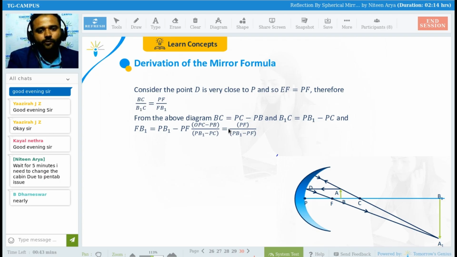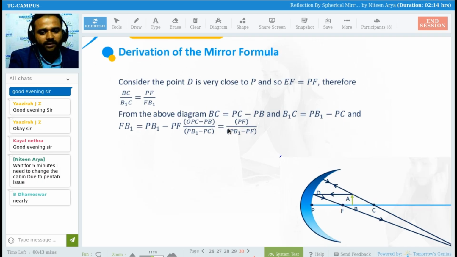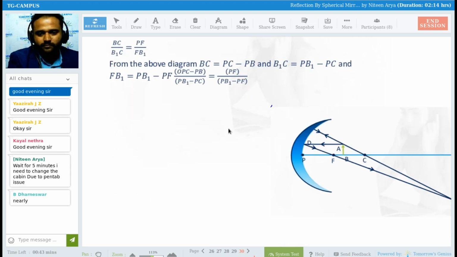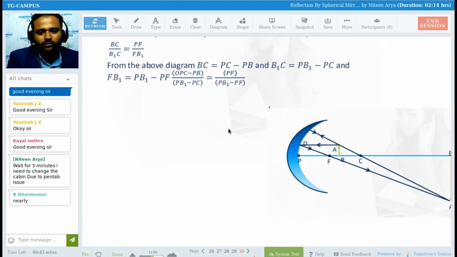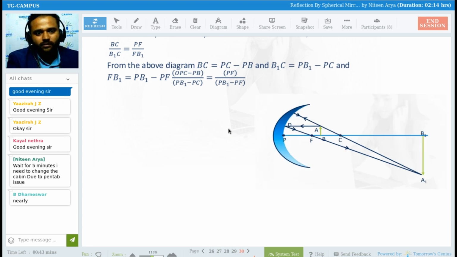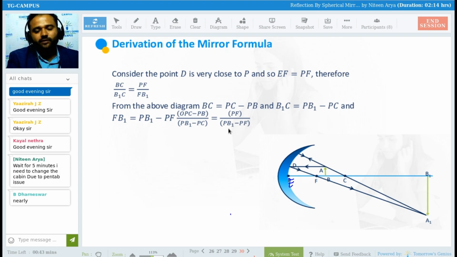Moving ahead, consider point D very close to P. This is point E again. I need to make this common. And this is point E. Now consider this particular point D is very close to P. So EF, or you can say this particular point P, so EF equals PF. Therefore BC divided by B1C1 equals PF upon FB1.